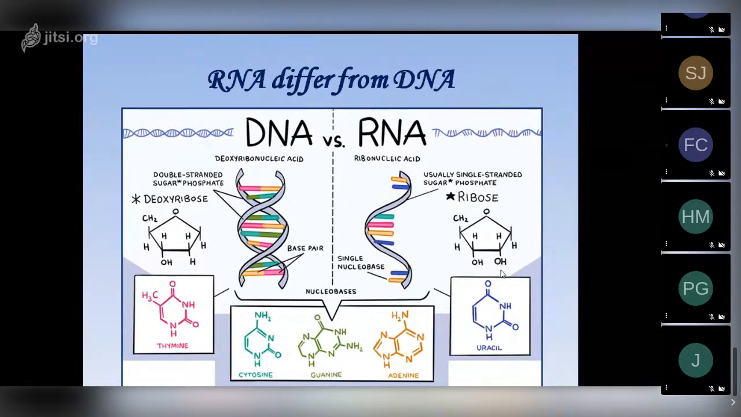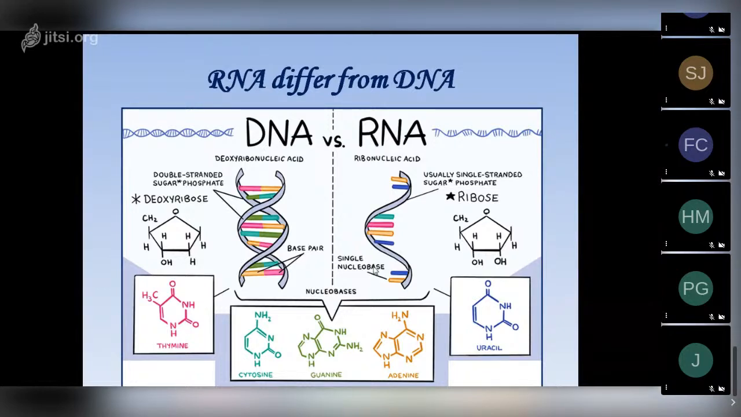So this is the major difference between DNA and RNA. Here is the H, here is the OH. This is deoxyribose, this is ribose. And as I told you, thymine is a nitrogenous base present in the DNA. In the case of RNA, instead of thymine, there will be uracil. The rest three nitrogenous bases are present commonly in both DNA and RNA: adenine, guanine, cytosine. So these are the basic differences.